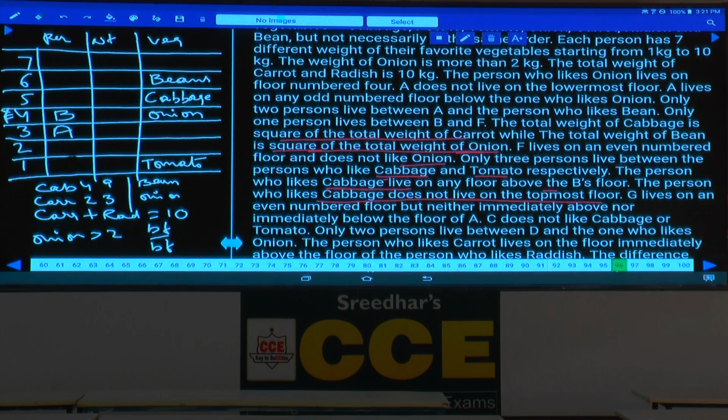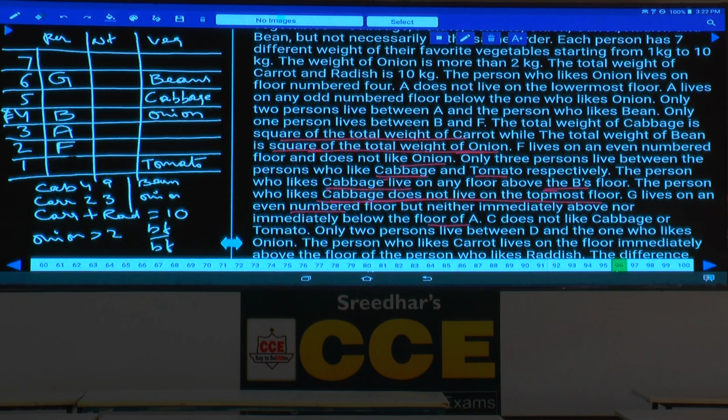As B is on the 4th floor, F must be either on the 2nd floor or on the 6th floor. There are 2 possibilities, isn't it? The person who likes cabbage lives above B and does not live on the topmost floor. G lives on an even number floor but is neither immediately above nor immediately below A. Hence, G is not on the 2nd floor. As G is not on the 2nd floor, G must be on the 6th floor. As G is on the 6th floor, F cannot be on the 6th floor. F must be on the 2nd floor.